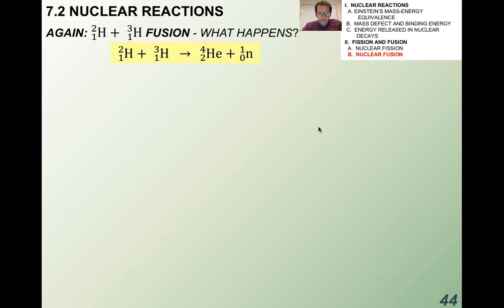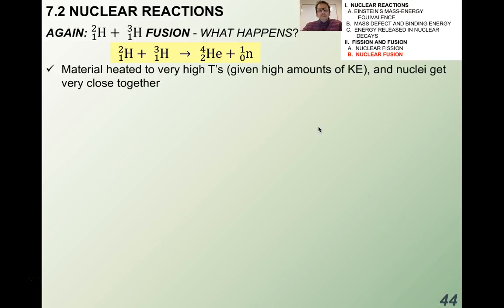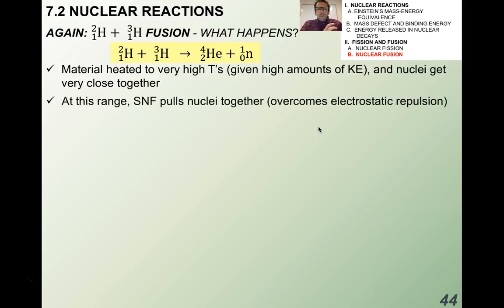All right. So again, what exactly happens? Well, in order to fuse these 2 atoms together, you have to heat it to very, very high temperatures. So the particles have to acquire very high amounts of kinetic energy, so that the nuclei get really close together. They get so close together that the strong nuclear force pulls them together. So they have to get close enough, on the order of 10 to the minus 15 meters, which is about the average radius or diameter of an atomic nucleus.